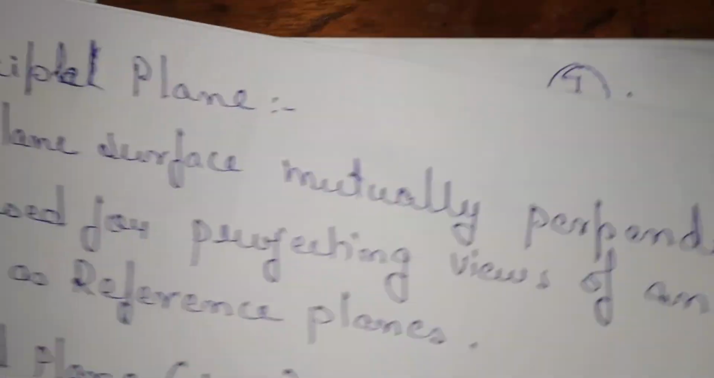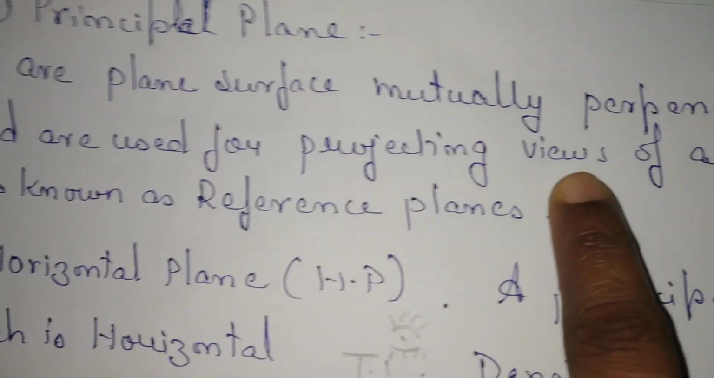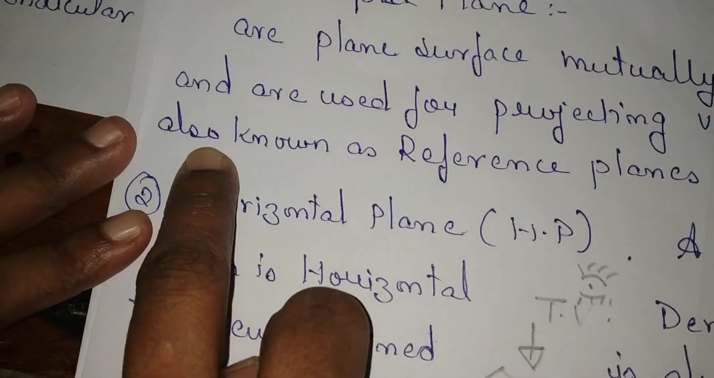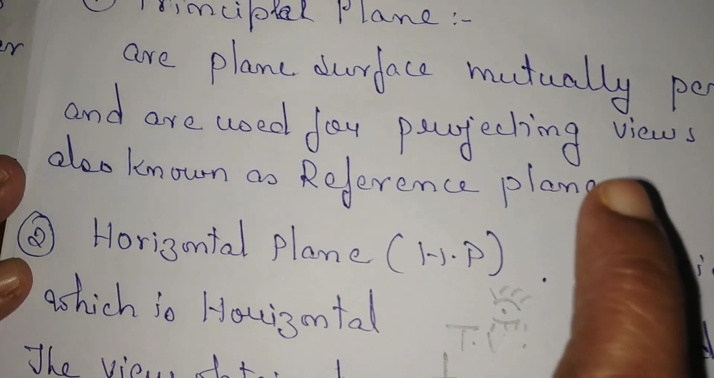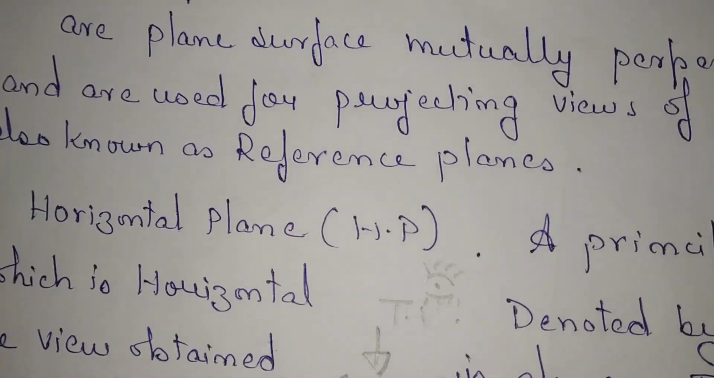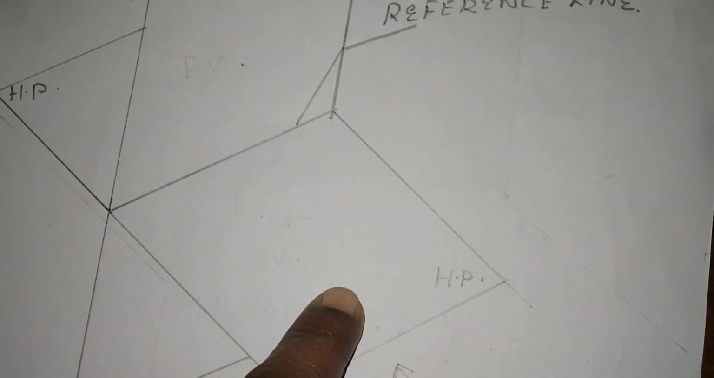Now for this orthographic projection, you need principal planes. So what is a principal plane? The plane surfaces which are mutually perpendicular and are used for projecting views of an object are also known as principal planes. So you can see here two mutually perpendicular planes which are used for projecting.